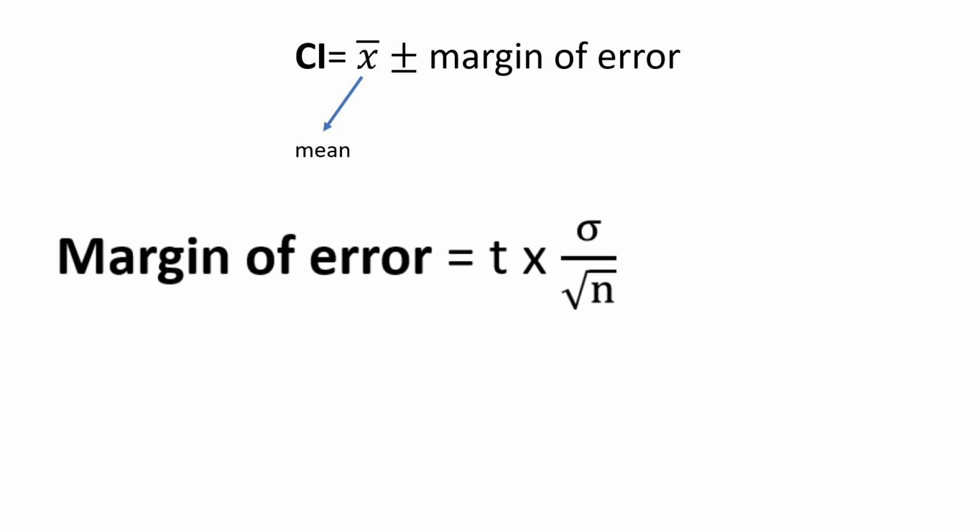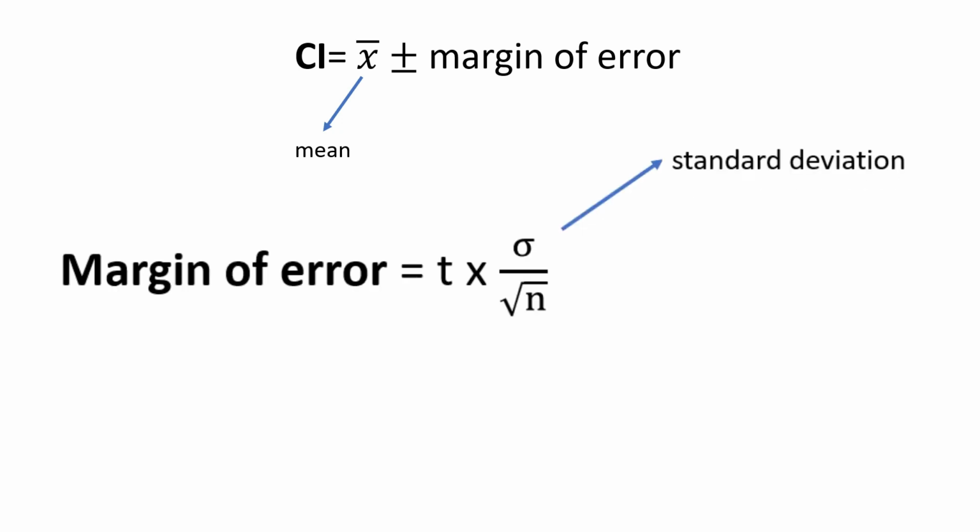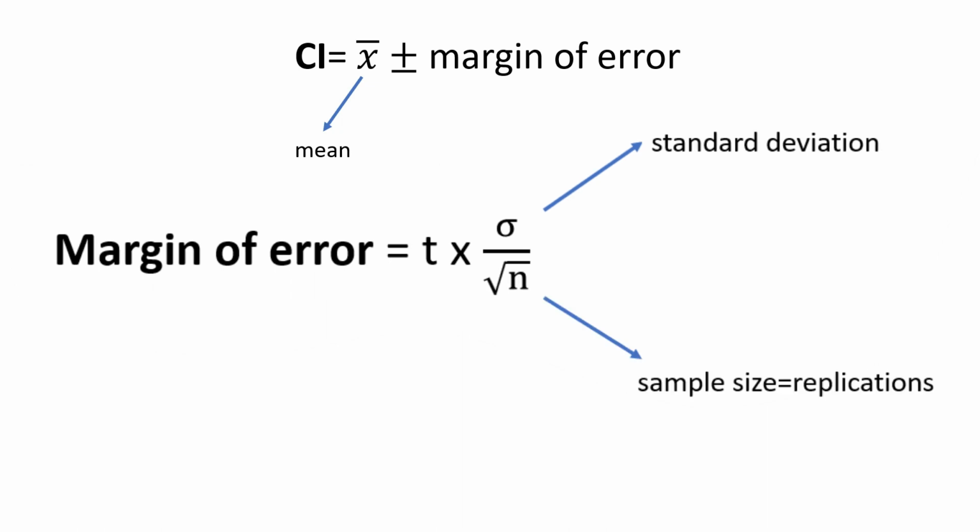As for the margin of error, we can find it using this formula. The margin of error is equal to a t-value times sigma over radical n, where sigma is the standard deviation of the sample and n is the sample size, or equal to the number of replications if we are going to talk in simulation terms. So the sample size is actually the number of replications or runs in a certain set.